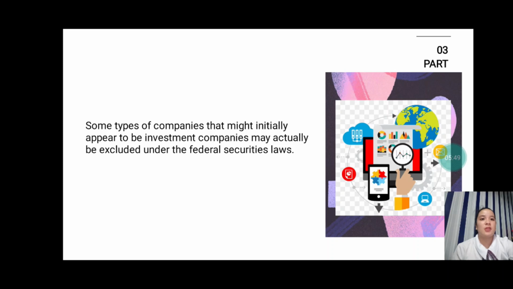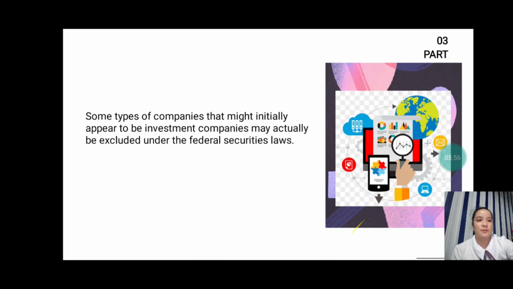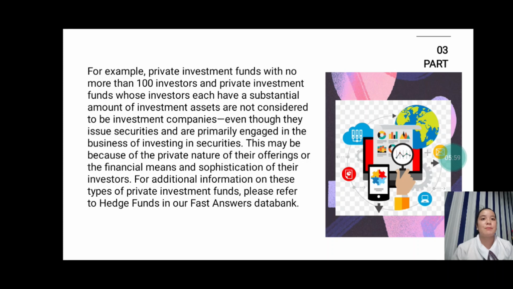Some types of companies that might initially appear to be investment companies may actually be excluded under the federal securities law. For example, private investment funds with no more than 100 investors, and private investment funds whose investors each have a substantial amount of investment assets, are not considered to be investment companies, even though they issue securities and are primarily engaged in the business of investing in securities. This may be because of the private nature of their offering or the financial means and sophistication of their investors. For additional information on these types of private investment funds, please refer to hedge funds in our Fast Answer data bank.